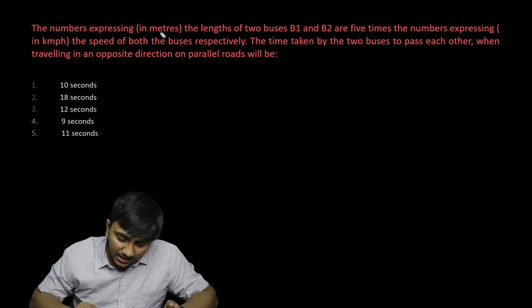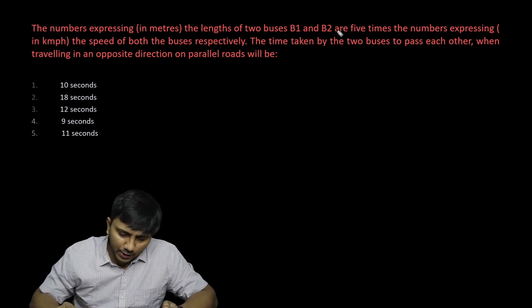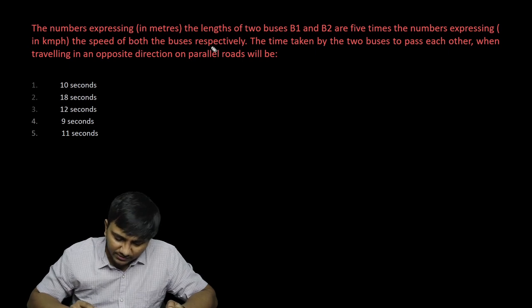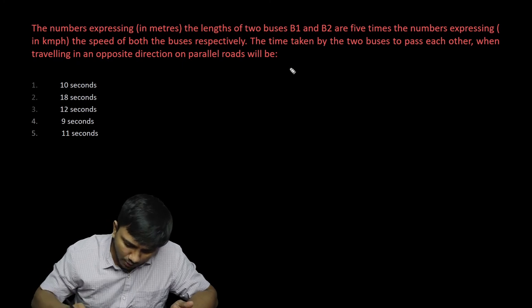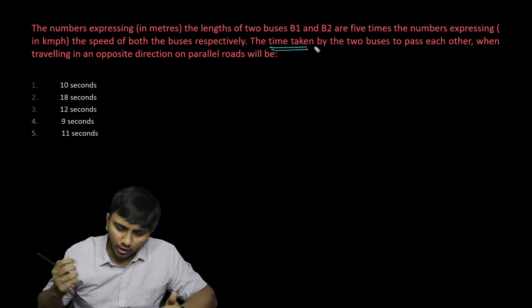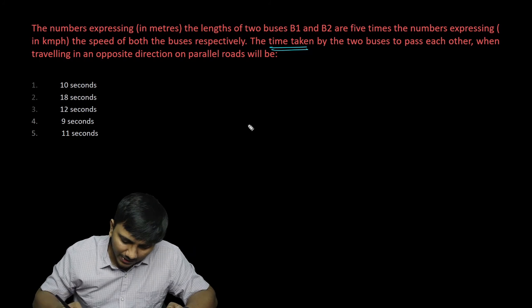The numbers expressing in meters the lengths of two buses B1 and B2 are 5 times the numbers expressing in kilometer per hour the speeds of both the buses respectively. What is the time taken by the two buses to pass each other when traveling in opposite direction? Okay, how do we do this one?